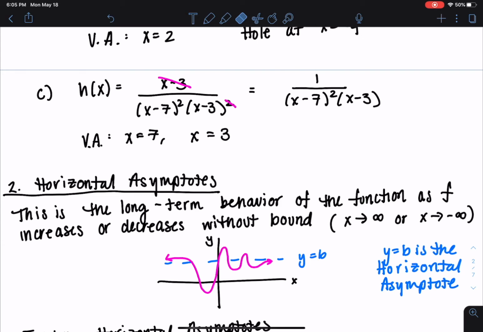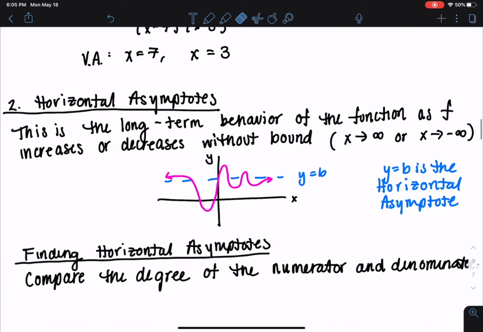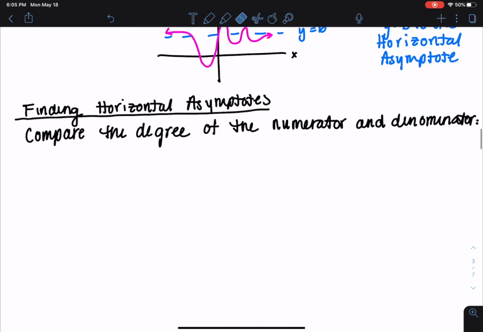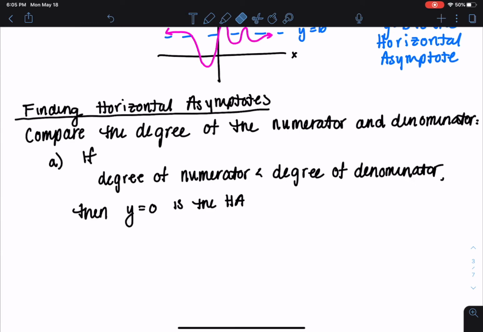A vertical asymptote I'm not going to be able to cross because that would cause us to divide by 0, but you can absolutely cross a horizontal asymptote. To find it, we're really just going to look at the degree of the numerator and denominator. So we've got 3 scenarios that will tell us exactly what the horizontal asymptote is, or if there even is one. So first, if the degree of the numerator is smaller than the degree of the denominator, then y equals 0 is your horizontal asymptote.